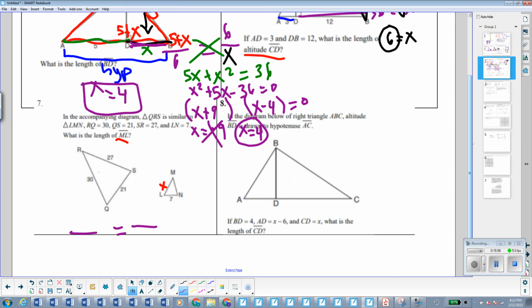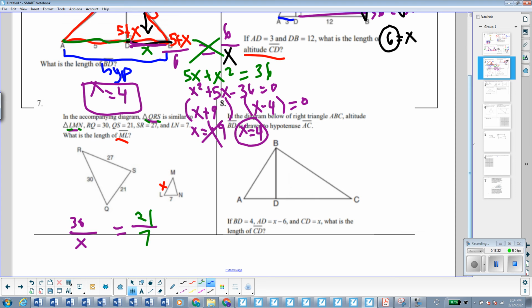So let's start with RQ. And RQ is the first and second letters. So it's going to correspond to the first and second letters from this triangle, which is LM, which I don't know. So I'm going to label it as x. I want to use LN. That's the first and third letters from that triangle. So I'm going to put it here. So it should correspond to the first and third letters from the first triangle, which is QS. And QS is 21.